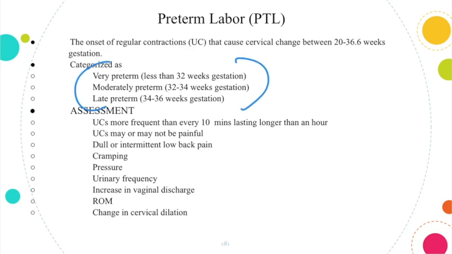So the patient's going to come into the hospital and they are going to tell you, I am having this happening. So what we're going to do is put them on the monitor and watch for contractions, okay? They may complain of contractions. Sometimes they may or may not hurt, but they can feel their abdomen getting tight. They may have some lower back pain, some cramping, and changes of course in cervical dilation.